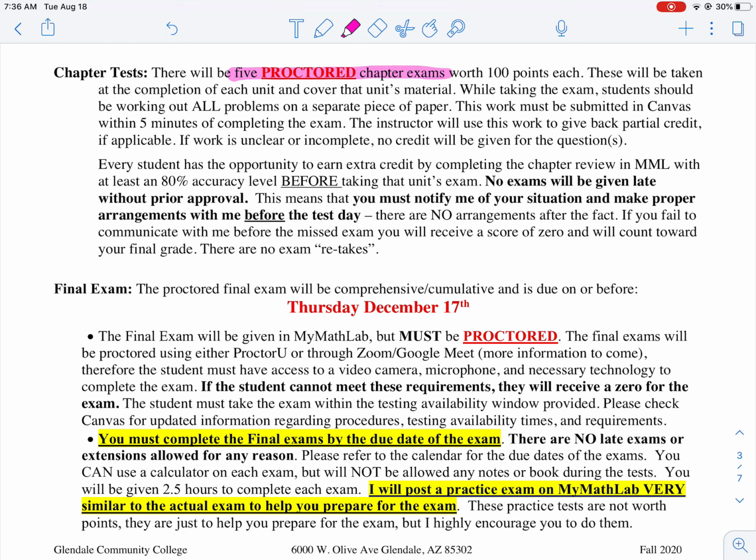It says here, while taking the exams, you should be working out all problems on a separate sheet of paper. So take out a piece of paper, get yourself all ready to go before starting the exam. And then as organized and clearly as you possibly can, start with number 1 and make sure that you show me all of your work. Then do number 2 and show me all of your work. What I'm going to do is have you submit a picture of this work so that as I'm grading your test, I can see if you got any problem wrong, why you got it wrong.